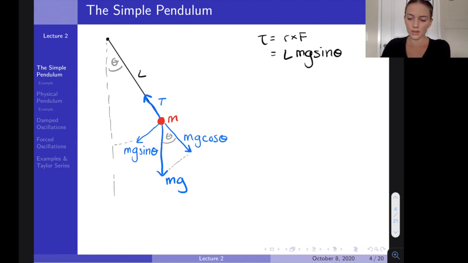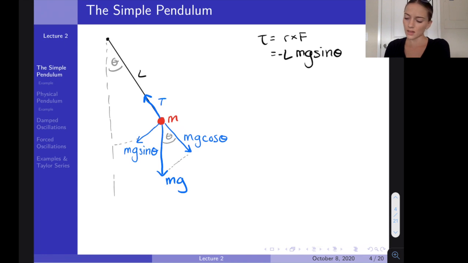All right, and then there's also a negative sign, because if you use your right-hand rule, our torque is pointing into the page because our little bob is swinging this way. So we actually have a negative sign here.